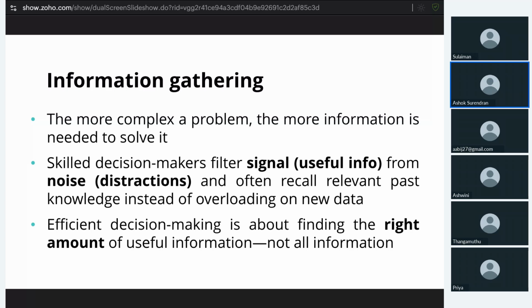The skillful decision makers, you would have seen people who make better decisions, they filter useful information from distractions. We call that signals and noise. There could be multiple noise which you hear, but only when you interpret the right useful information will you be able to make the proper decisions. So skillful decision makers are good at picking the signal, that is useful information, which can help in solving problems better or making better decisions. And efficient decision making is all about finding the right amount of useful information and not all the information.